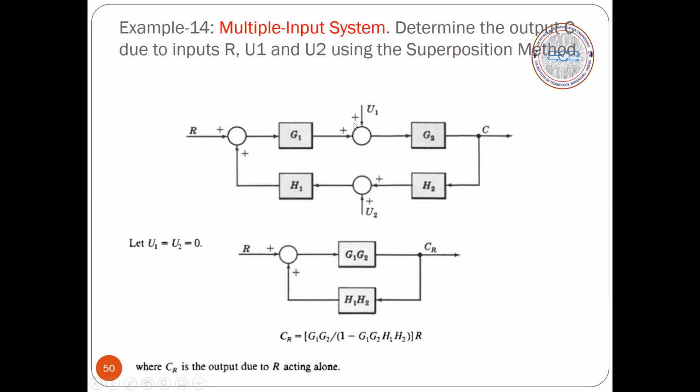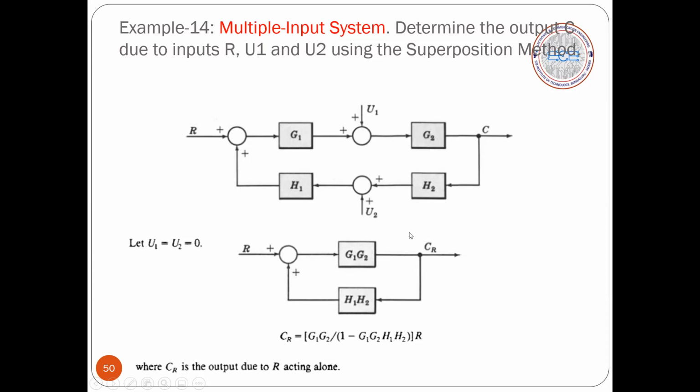If you block U1, this summer will not be there. Correct? So G1 and G2 are in cascade. You have to group them. H1 and H2 are found to be in cascade because the summer will not be there, U2 is 0. So this is the simplified block diagram, it looks like a standard canonical form, and you can simplify this and get the output for input R. The output C for the input R, I call it C subscript R, that you can compute.